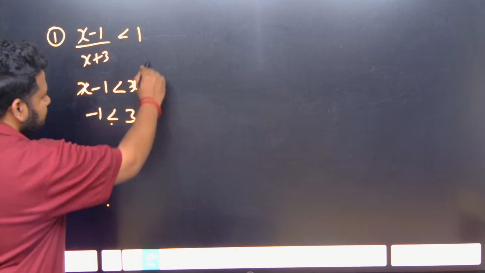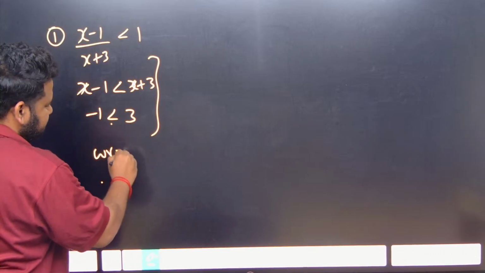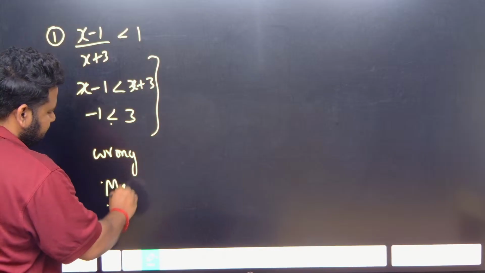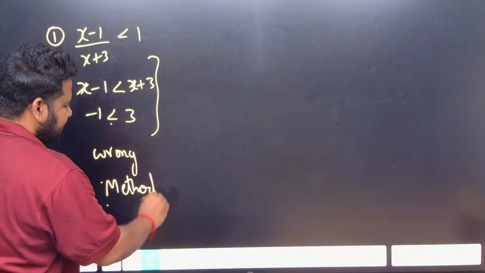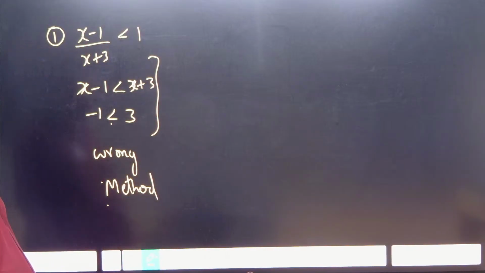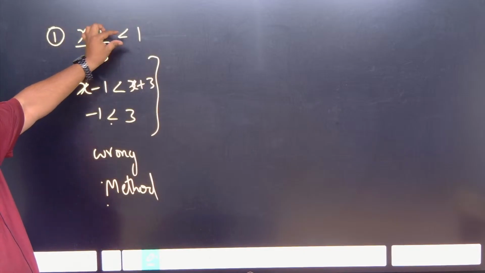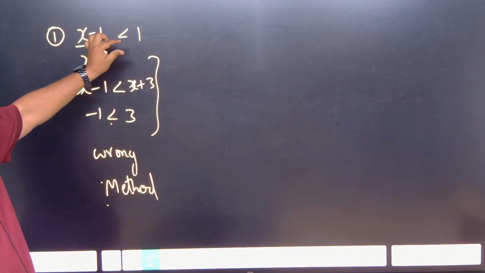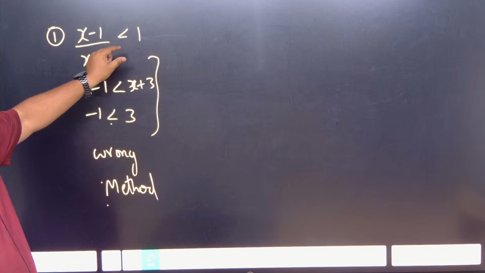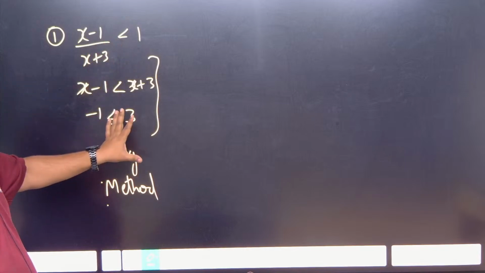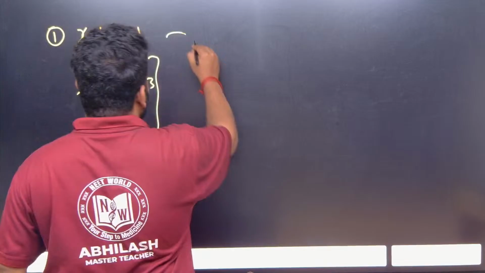This is absolutely the wrong method to solve the question. This is not the way you have to solve when it comes to inequalities. If it is equal, then it is totally fine. If it is completely equal, not less than or equal to, then you can do it. But if it is less than or equal to, you should not solve it by this method. What should you do here? Then what is the right way?